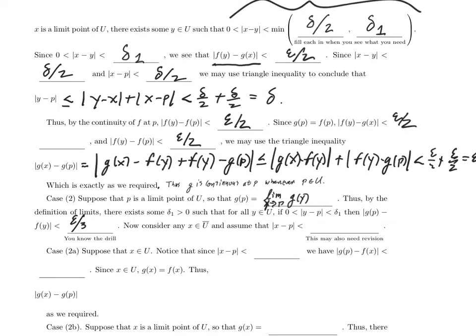But maybe in case you don't quite believe that that's what we need, I'll do it in a color that will remind me to be suspicious. Next, we'll consider any x in U, and we will assume that the absolute value of x minus p is less than that delta 1 divided by 3. Nice. So, there's the setup.